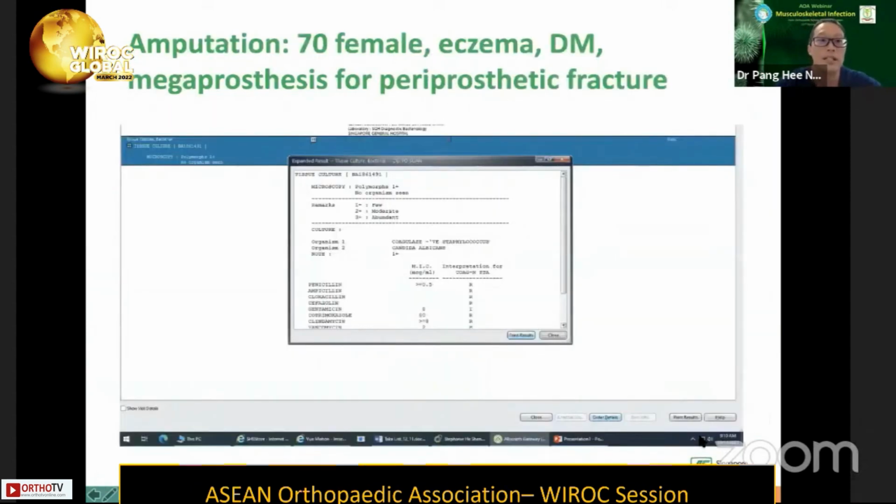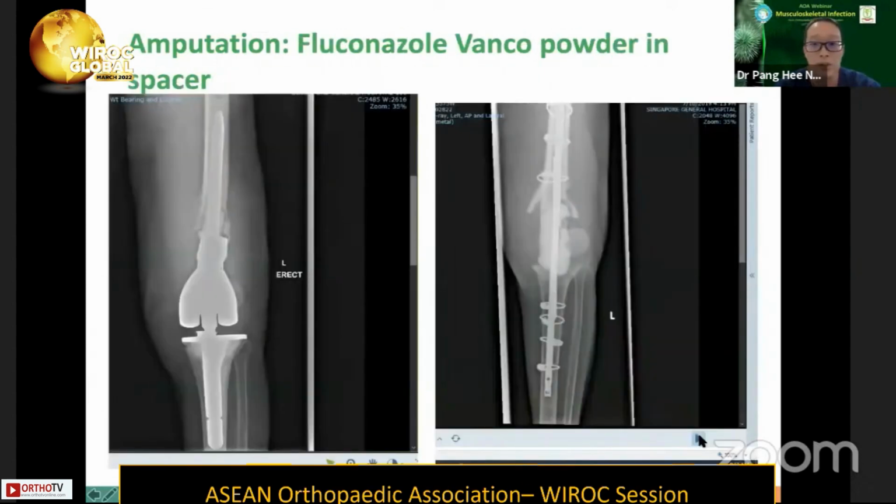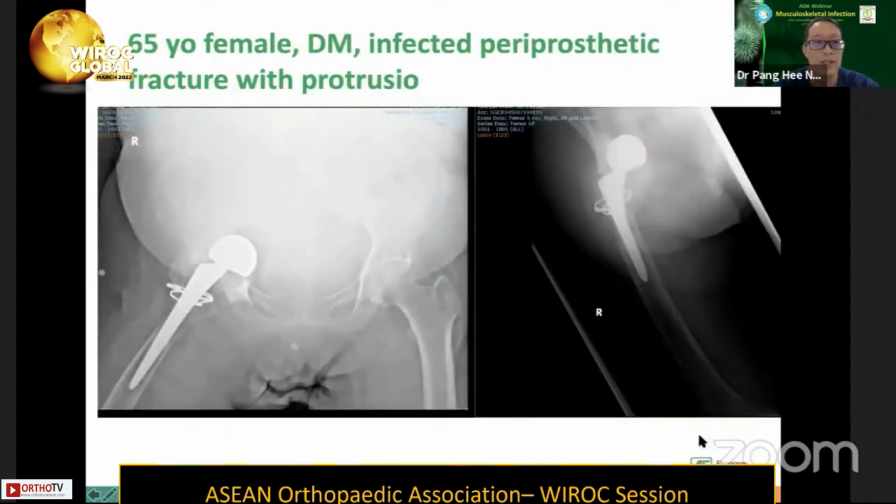And finally, the amputation cases. A 70-year-old female with eczema, very poor skin condition, diabetes, and she had a megaprosthesis with periprosthetic infection. Tissue cultures grew Staph aureus and fungal organisms. Fungal infection is another piece of bad news. It's very hard to clear. So this is a megaprosthesis. We tried to do a limb salvage procedure, remove the implant, and use a static spacer, but we were unable to get rid of the infection. In the end, she had to go for amputation.